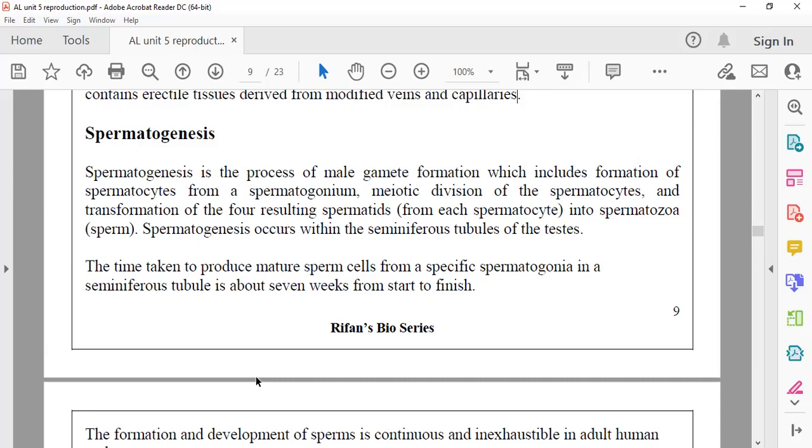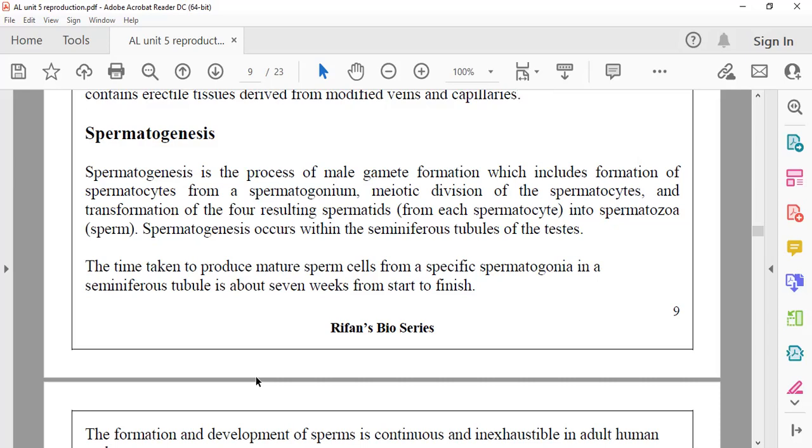Spermatogenesis. What is spermatogenesis? Male gamete formation. That is the definition of spermatogenesis. It is the male gamete formation. In it, what are the steps included? Number 1, read it.